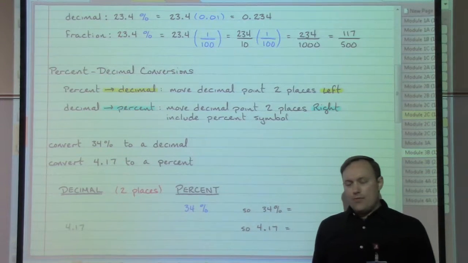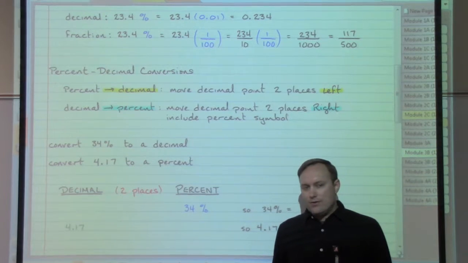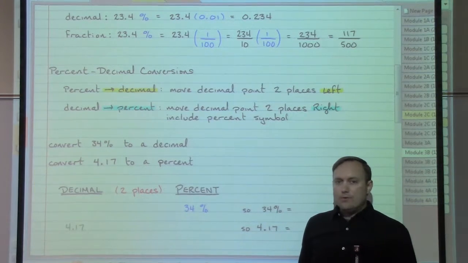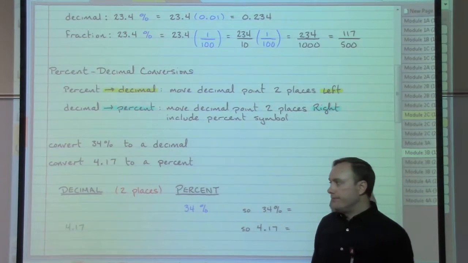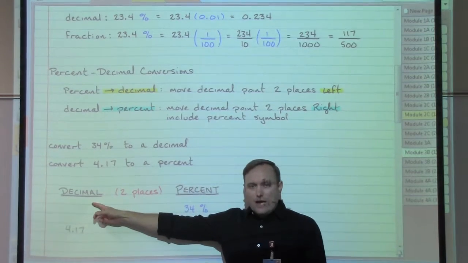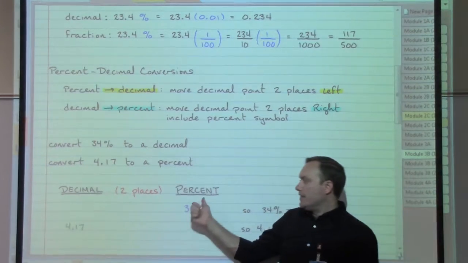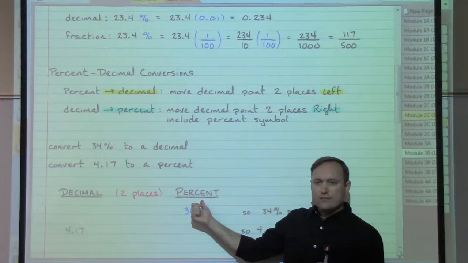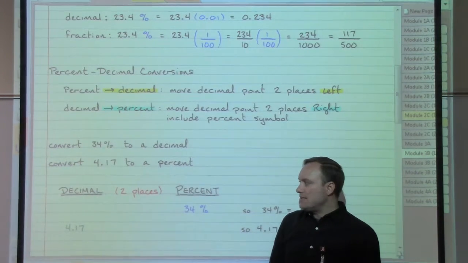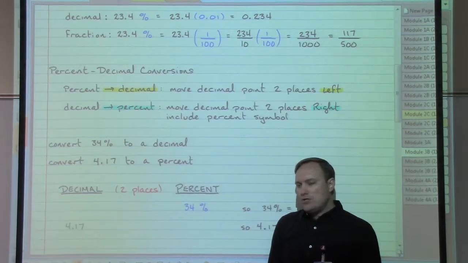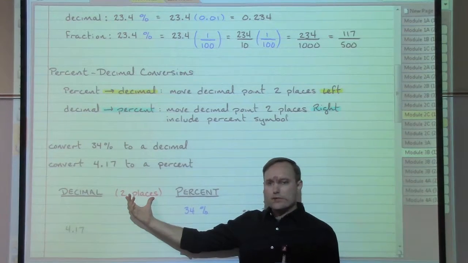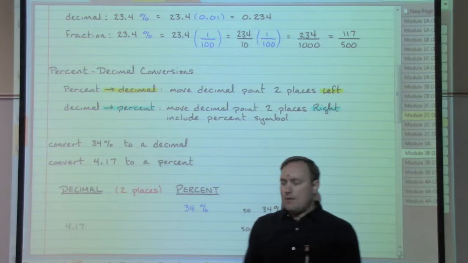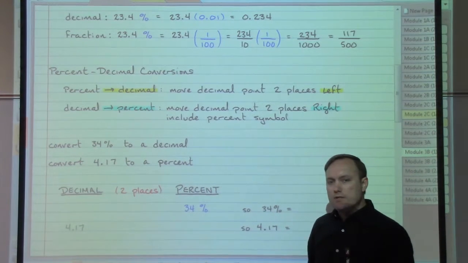The nice thing about the way that this all fits together is that we can come up with a table, and that table gives us a little hint about what to do. The word decimal comes first alphabetically. So I put that as the first column, I put percent as the second column, and the connection between these two always involves 2 decimal places. So this is going to give me enough of a hint about what to do.